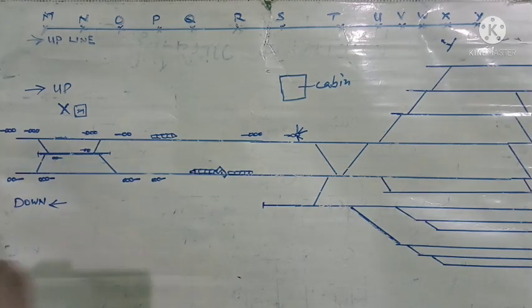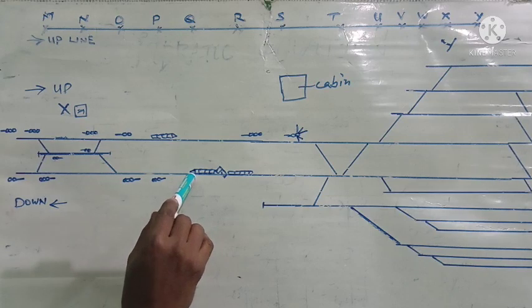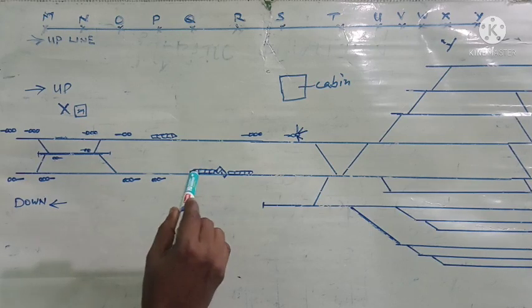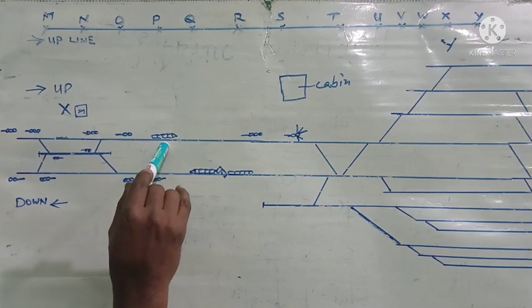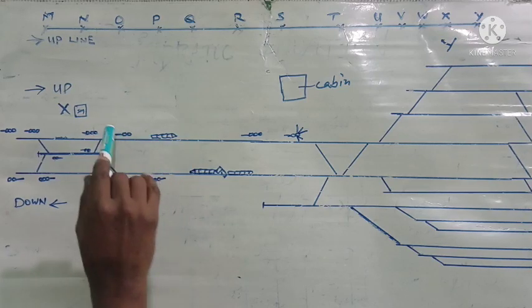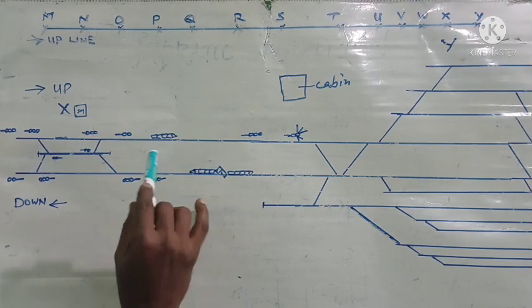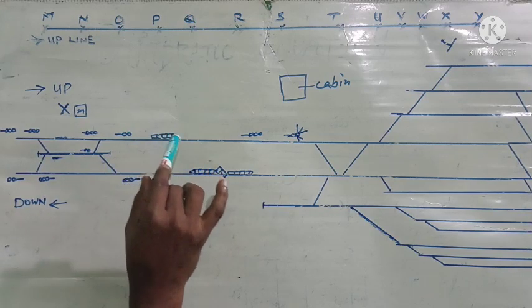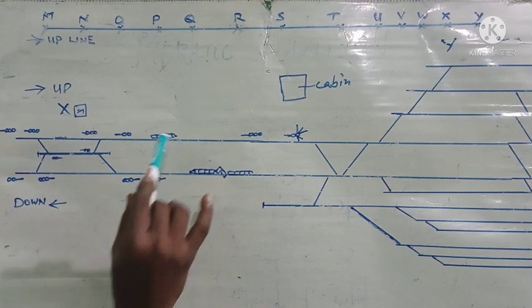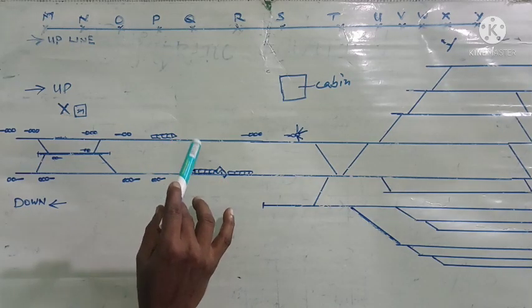Now here, when the flasher light was switched on and when the ALP was asked to take the detonator and proceed towards the up direction, our train has arrived. Seeing this flasher light of this train, our train loco pilot stopped the train here. That is what actually happened here.